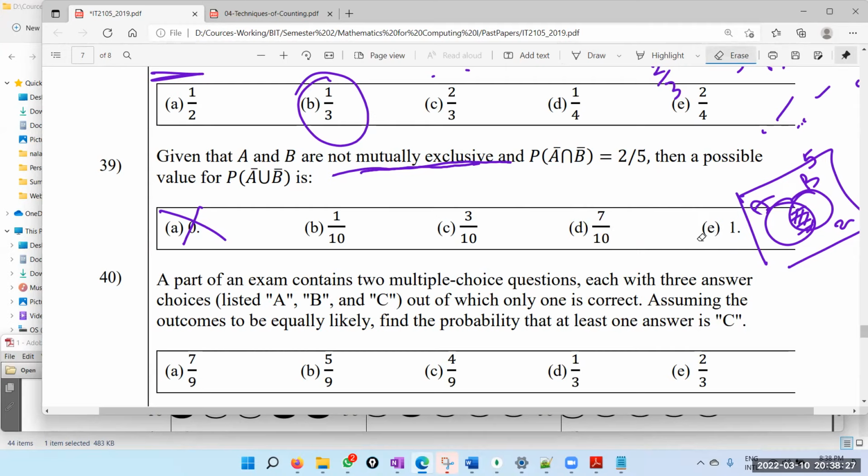Anyone has an idea? Probability of A is, have they mentioned that? Probability of A is 2 by 3. Where? Where do they say that probability of A is 2 by 3? A and B are not mutually exclusive. Intersection is there, at least one value.